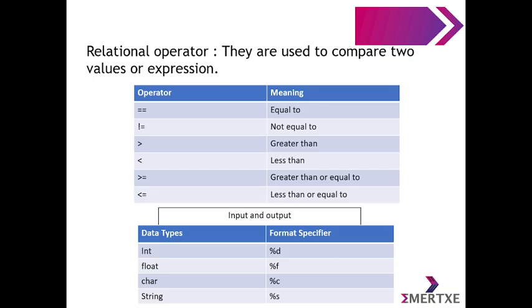Relational operators are used to compare two values or expressions. Some are equal to, not equal to, greater than, less than, greater than or equal to, and less than or equal to. And also some of the data types use format specifiers for input and output. For int we use percentage d, float percentage f, char percentage c, string percentage s.